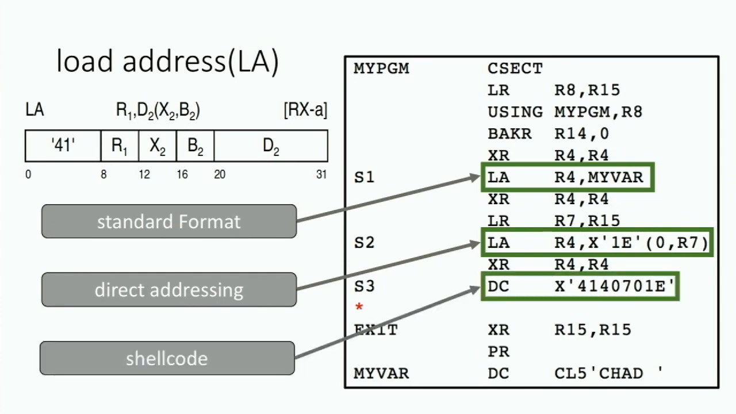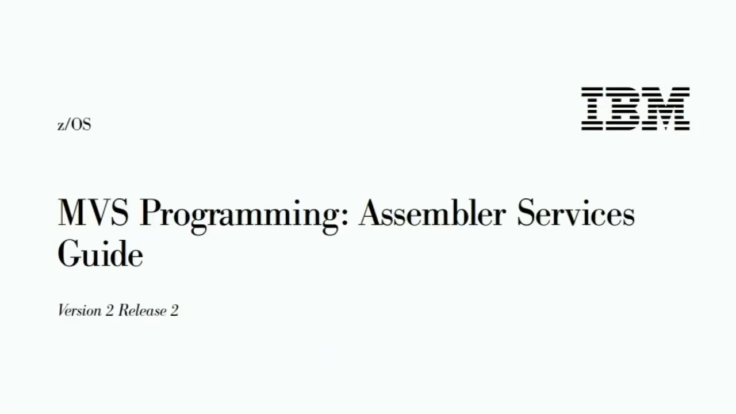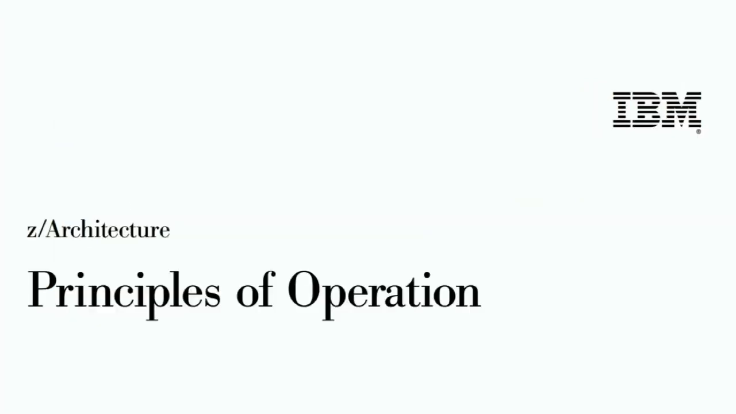And we can do it as shellcode, and this will execute just fine as well, where we basically just code it in the same format that you see on the left-hand side. So when we talk about shellcode in a minute, that's what that will look like. That is basically just a declaration of a constant, if you will, that has a label S3, and the constant is 4 hex bytes, 4140701E. And there again is the manual if you want to read all about that.